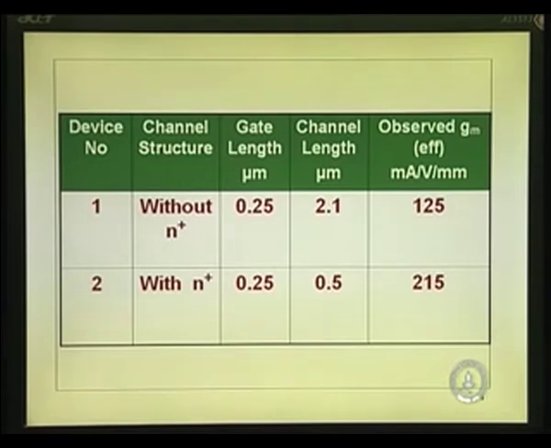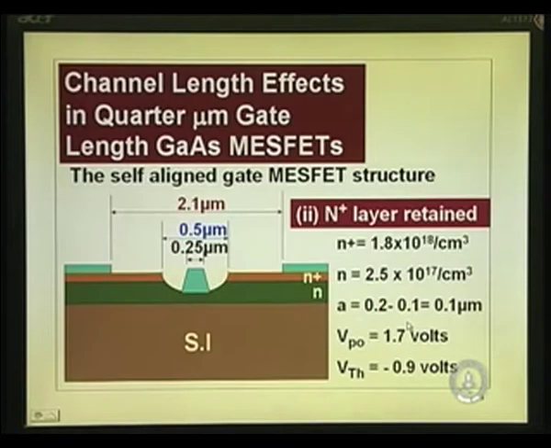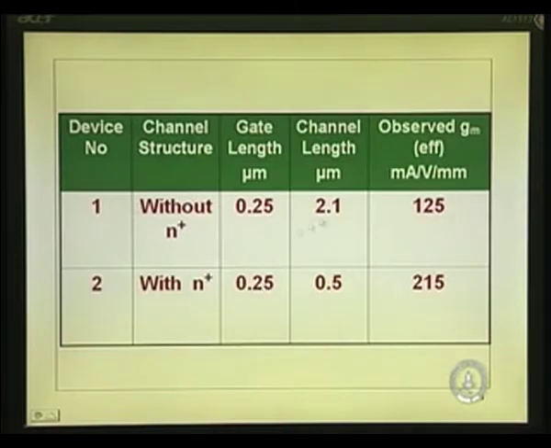Device 1, which does not have the N plus layer on the top, I am just summarizing what we said yesterday in the previous lecture. Gate length is the same in both. Device 2 has the N plus layer. So, channel length in device 1 is 2.1 micron, the whole thing. In the device where the N plus layer is present, channel length is 0.5 micron. Now, GM, delta IDS by delta VGS, is higher in the second case, where the N plus layer is going all the way up to this point. This is the second device. If that is absent, that is 125.